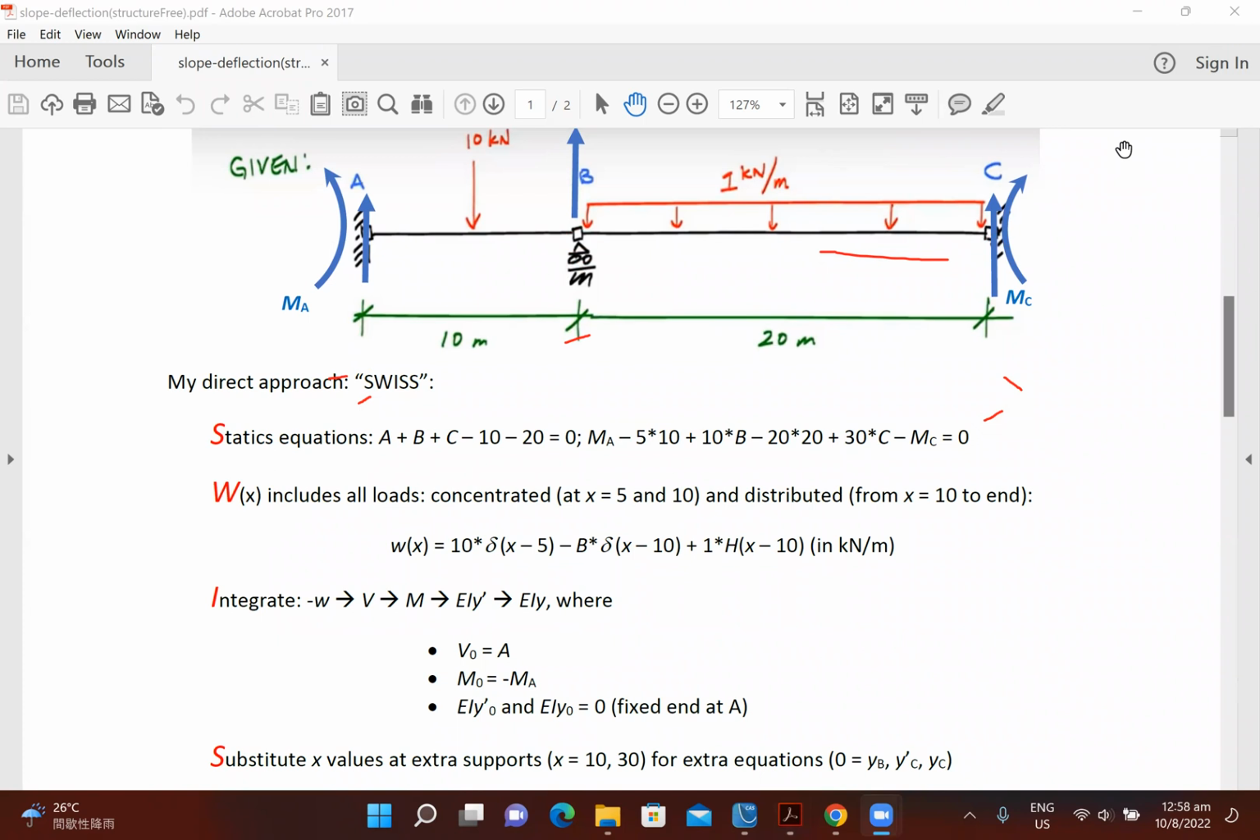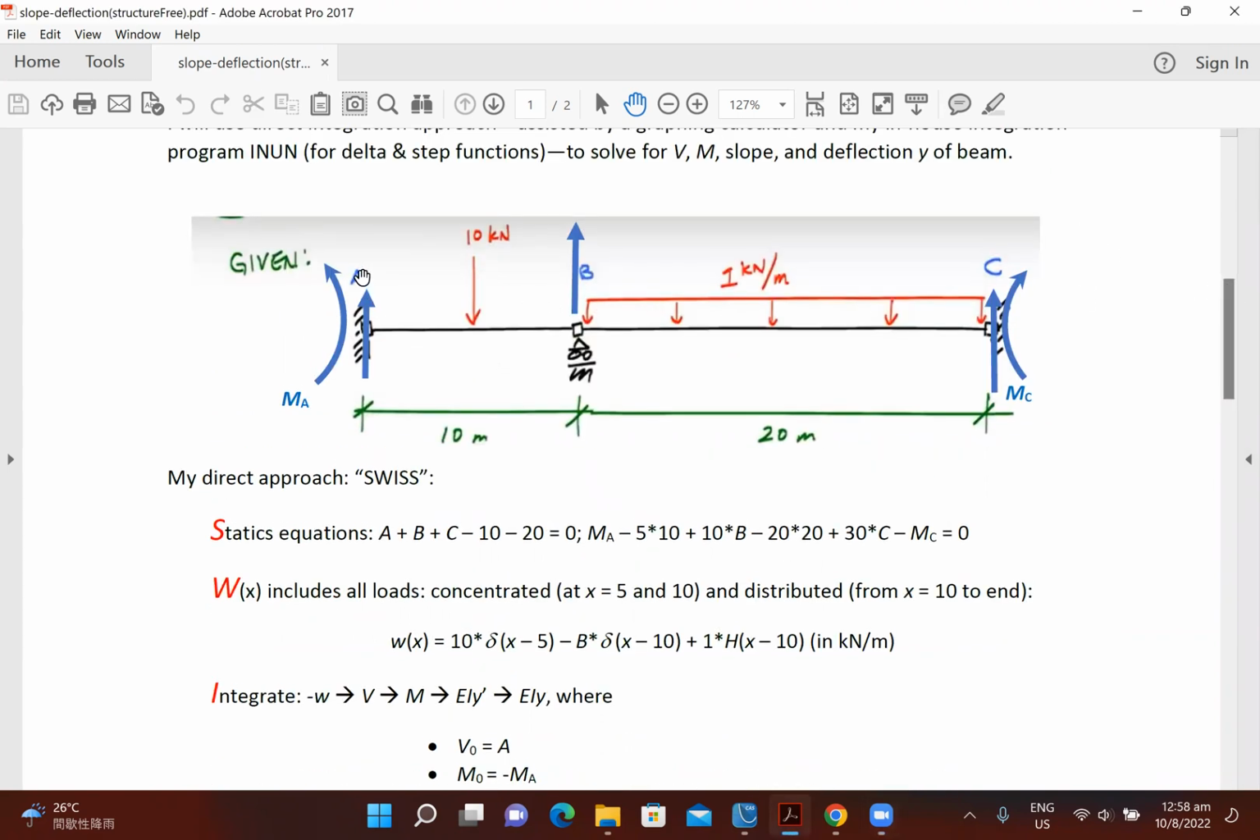First, I am going to write down 2 static equations. So it's quite obvious from this picture. You've got the sum of these upward forces, A, B, and C, should be equal to all the downward forces. So there's a 10 coming down, so I write it as a negative quantity, and 1 kilonewton per meter for 20 meters. So that's altogether 20 units coming down of force.